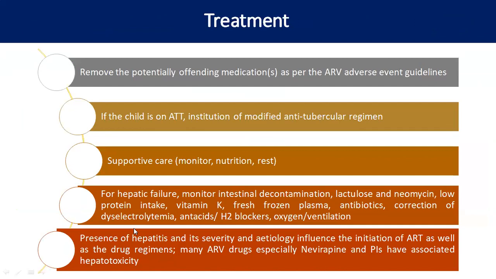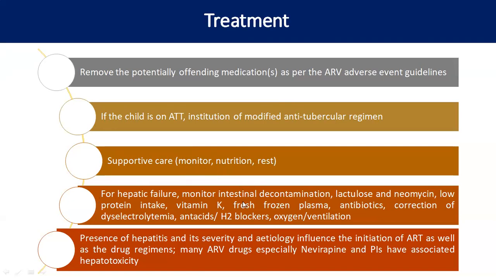How to treat this patient? One needs to remove the potentially offending medications as per the ARV adverse events guideline. And if the child is on ATT, we need to institute a modified anti-tubercular regimen and remove all hepatotoxic drugs, support the patient nutritionally, and monitor electrolytes and PT INR with proper rest.